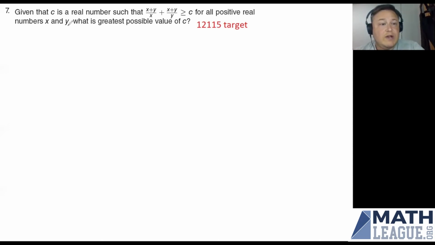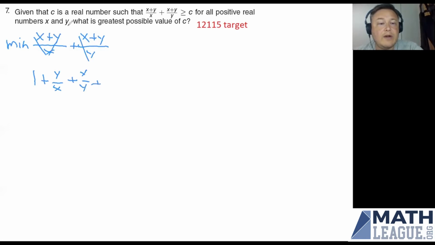So what we need to do is minimize the value of (x plus y) over x plus (x plus y) over y. Now, I can split out these fractions, right? x over x is 1, and then I've got a y over x. And then x over y I've got, and I also have a y over y, which is 1. And again, I want to minimize that. Well, the ones, you're stuck with them, right? You can't make the ones bigger or smaller. So the only thing you can change in terms of minimizing is the y over x plus x over y.